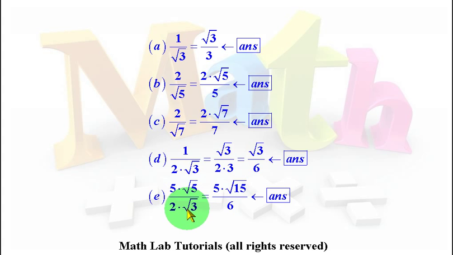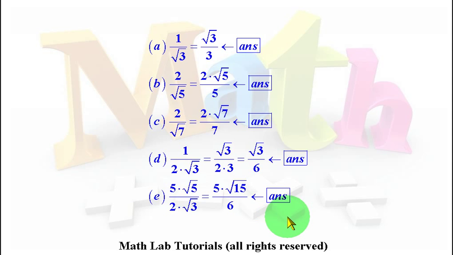The 3 over here goes together with a 5, and you remove the radical over here. So you get 5 times 3, which is 15, and then 2 times 3, which is 6. Alternatively, you can multiply top and bottom by the square root of 3. On top, you wind up getting 5 root 15, and on the bottom, you get 2 times 3, which is 6. Completely up to you which way you want to do it.